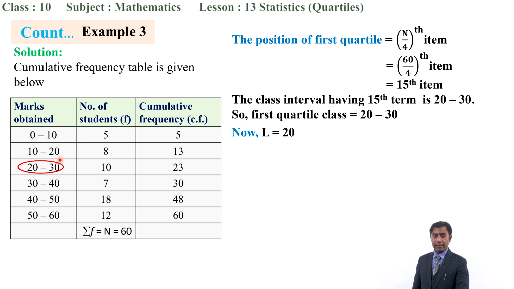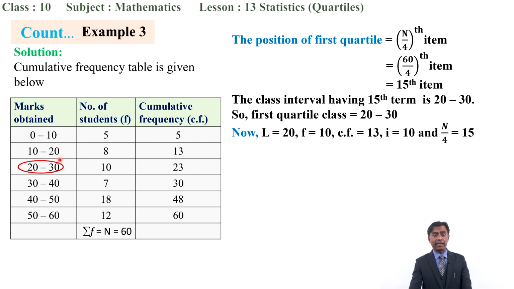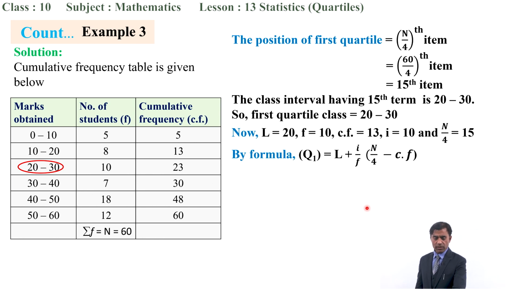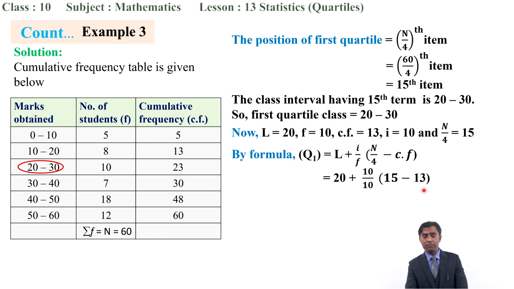So the first quartile class is 20 to 30. After that, let's define L is 20, and then F is the same class, 10, and then CF is just preceding, 13, I is 10, and n by 4 is 15 here. Now by formula, Q1 is equal to L plus I by F bracket n by 4 minus CF. Let's substitute each component's respective values: L, F, CF, I, and n by 4 are given, and this is equal to 20 plus 10 by 10 times 15 minus 13. Simplify, and then this is 20 plus 1 times 2, and then 22.